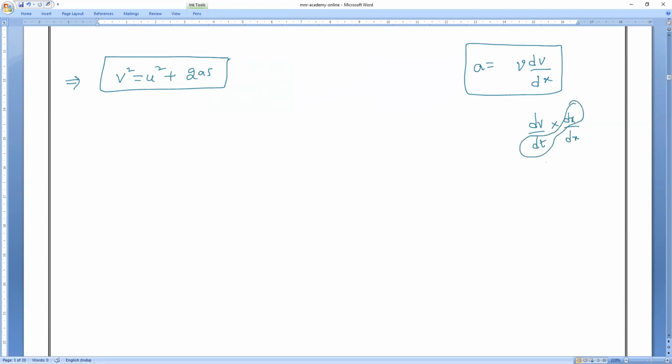dx by dt is equal to what? Velocity. Yes or no? That is how we got the acceleration formula. Are you all agreed with that? Now here, x means what? We all know x means displacement.